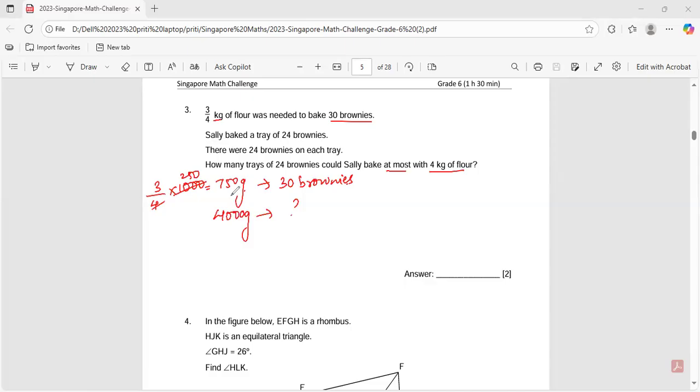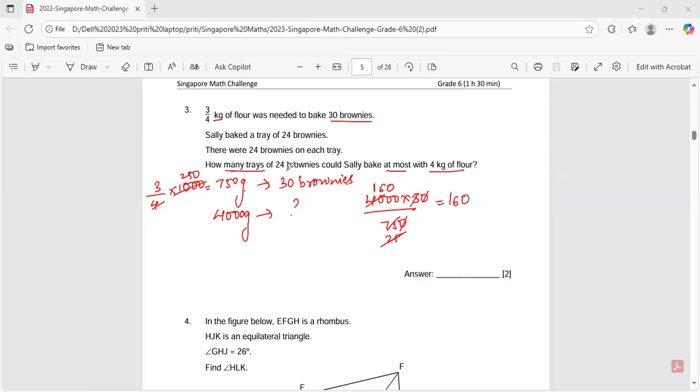So 750 grams for 30 brownies. So in 4000 grams, how many brownies can we make? You do 4000 times 30 divided by 750. The 0 gets cancelled, 25 ones are 25, so 150. So it's 160 brownies. So you can make 160 brownies, but they're not asking for the number of brownies.